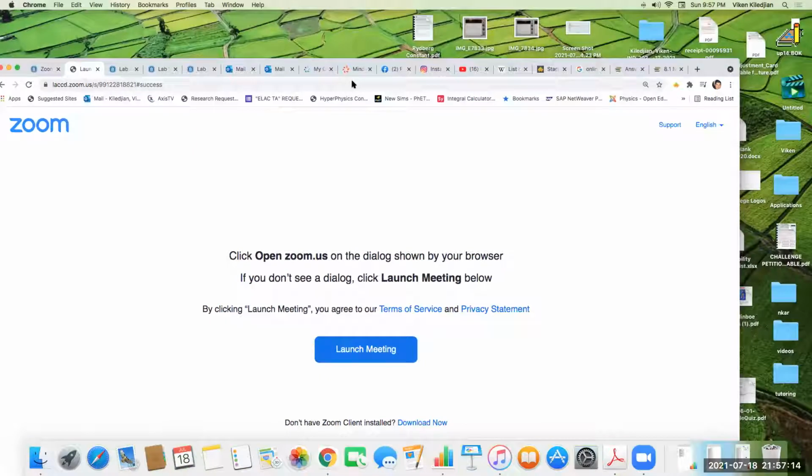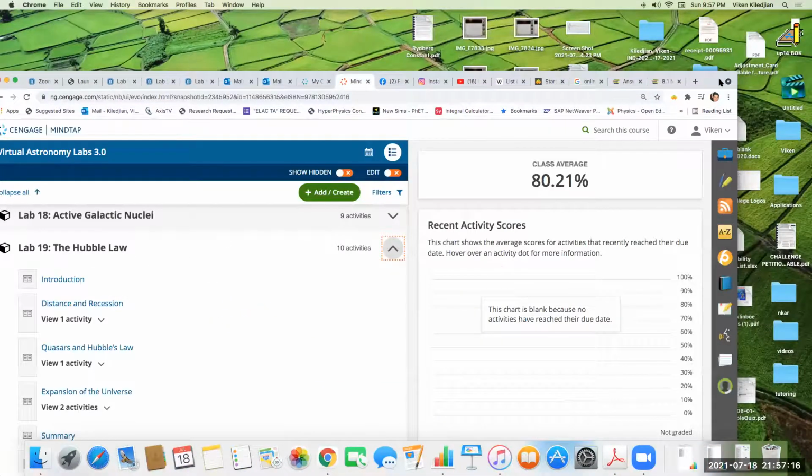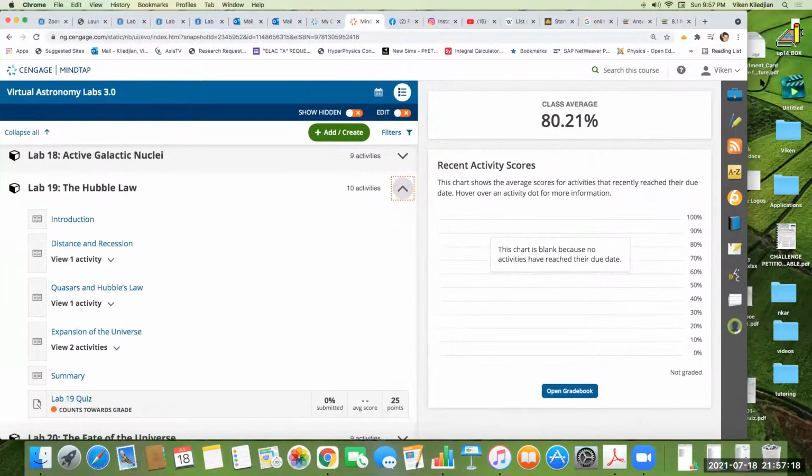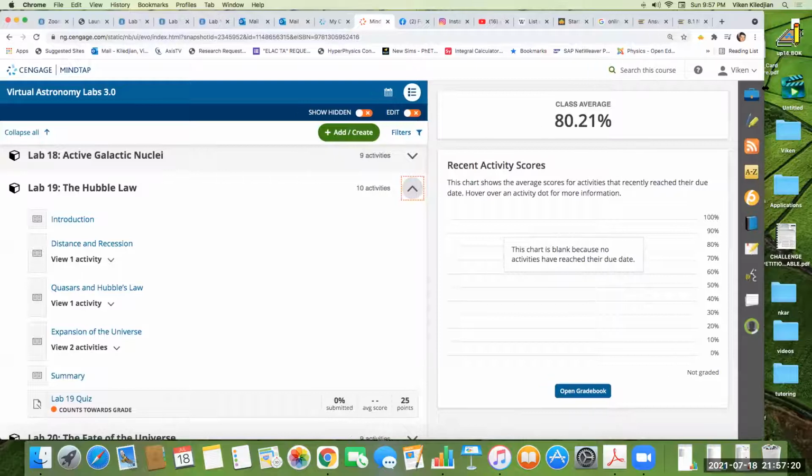Okay, hi, what's up? So we go to our next lab now. Okay, next lab is going to be about the Hubble Law, one of the most important laws in astrophysics, and the law that led to us believing in the Big Bang Theory.